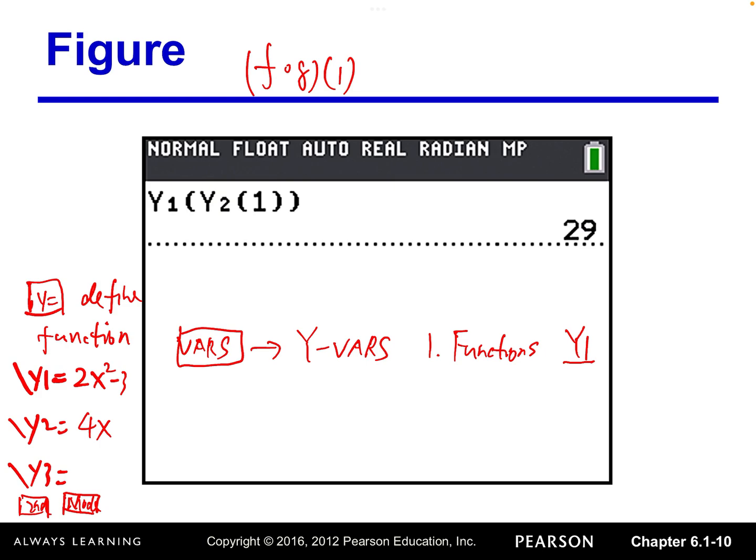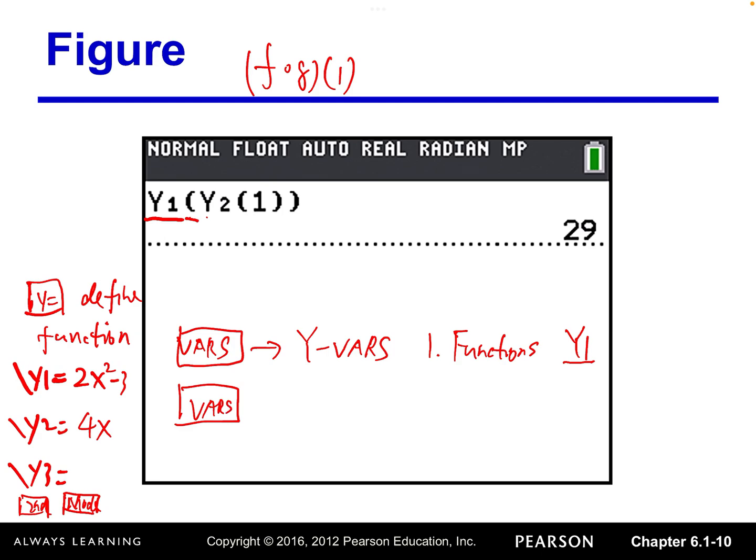All right, and when you choose y1, you will see the function name y1 on the calculator screen. Then you need to enter the parentheses, and then we want to call the function y2, the inner function. Call the outer function first, then parentheses, and then the inner function, repeating the same process.